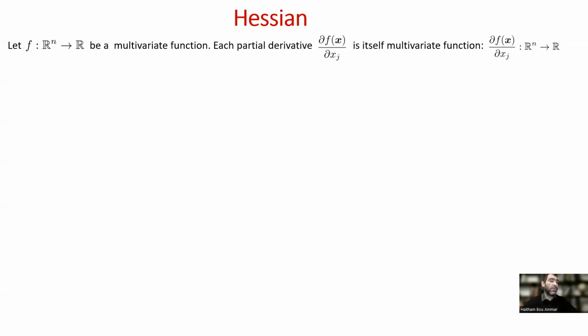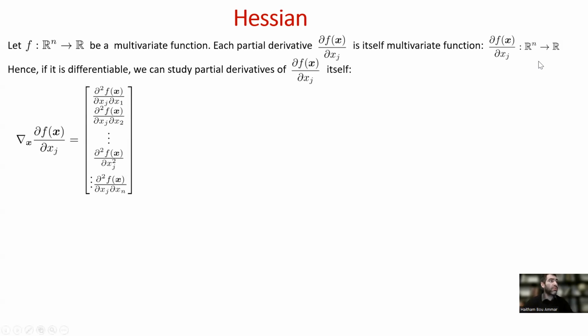And we previously discussed the notion of the gradient, and we said that each component of the gradient is a partial derivative of the function. But now we know that this partial derivative itself is a multivariate function. So it takes also the inputs in n-dimensional Euclidean space and outputs the scalars. Therefore, we can ask the question, what if we take the gradient of that partial derivative itself?